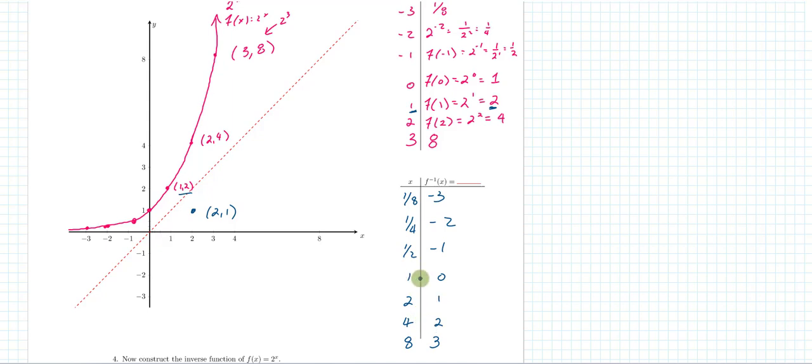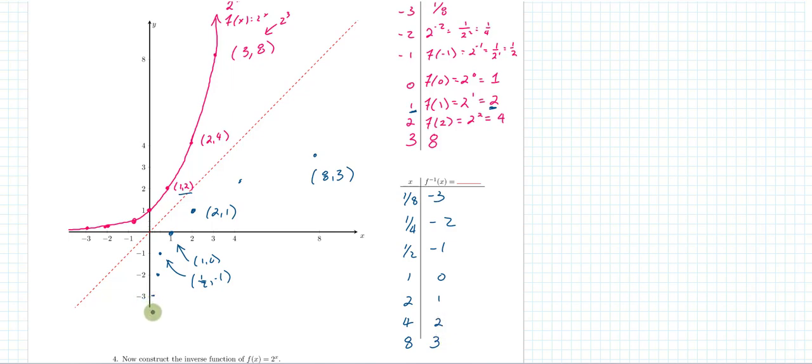For example, here's the ordered pair 1, 0, so let me plot that. There's the ordered pair 1, 0. A little bit harder to see, we're going to plot the ordered pair 1/2, -1. So there on the x-axis is the tick mark 1/2, the y value -1. So there's the ordered pair 1/2, -1. And let's plot the rest of these. So for example, this would be the ordered pair 8, 3. Because the ordered pair 3, 8 corresponded to 2 to the third power equals 8, for this inverse function that we're constructing, we'll have the ordered pair 8, 3.